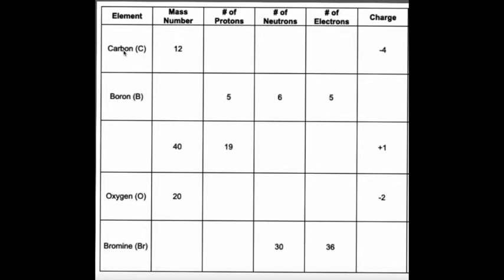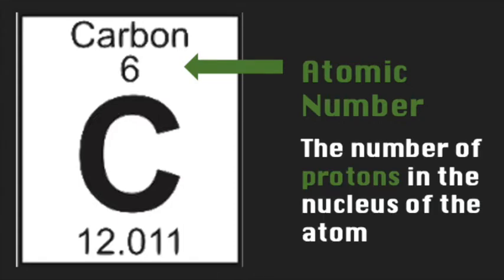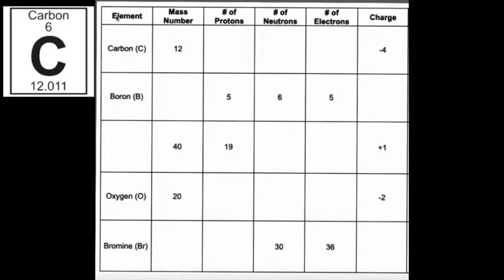But let's start with carbon. Let's start with the easiest one. So carbon, how can we figure out how many protons it has? And the answer to that is we can look up carbon's atomic number. Remember, the atomic number is the number that's at the top of those boxes on the periodic table, and that atomic number tells us the number of protons. So when we look at carbon, we see that it has 6 protons. Okay? It has 6 protons, pretty straightforward.